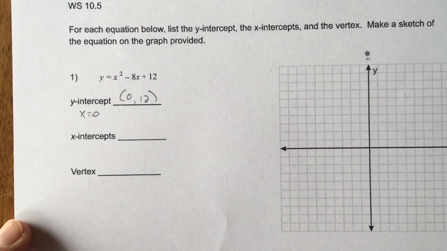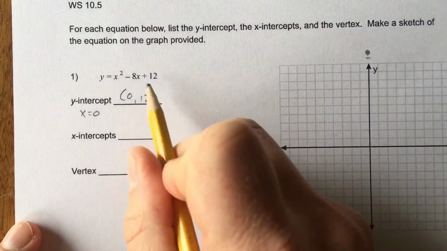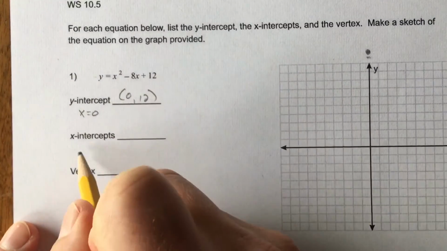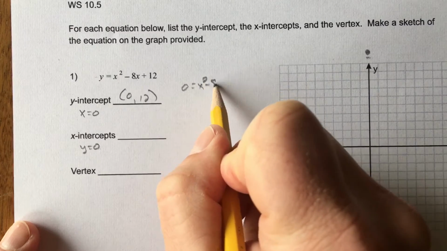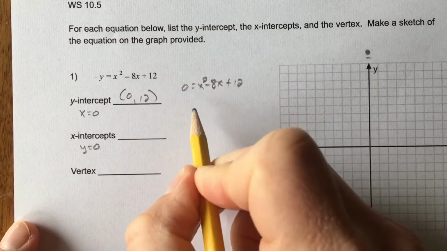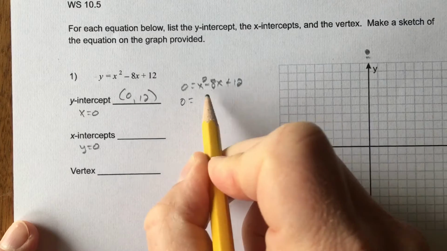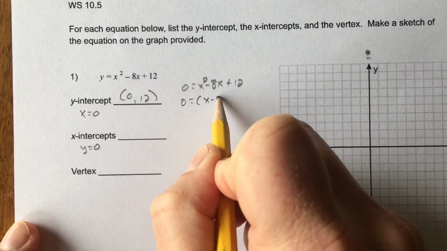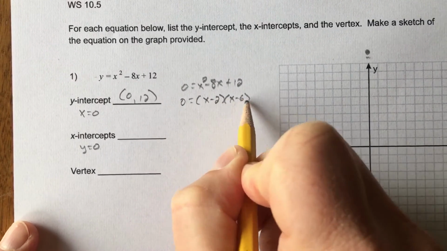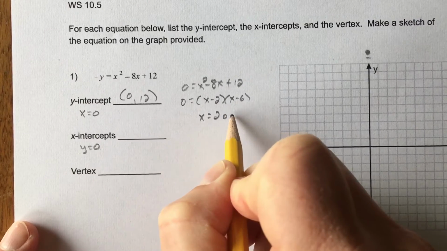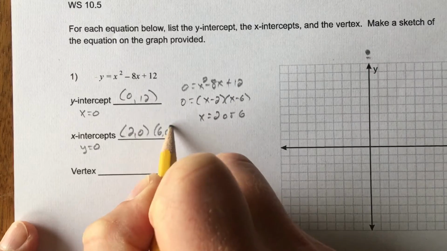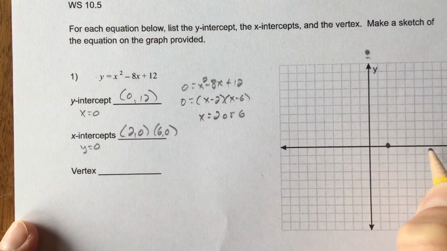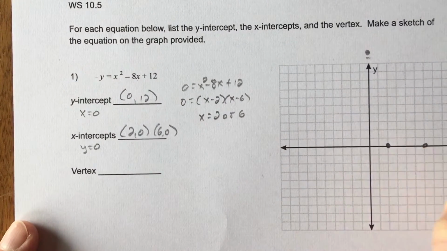There's my y-intercept. Okay. As far as the x-intercepts go, I set y equal to 0 now. So I get 0 equals x squared minus 8x plus 12. I think of numbers that multiply to equal 12 and add to equal negative 8. That's negative 2 and negative 6. So I get x equal 2 or 6. So 2, 0, and 6, 0 right here and right there. Those are my x-intercepts.